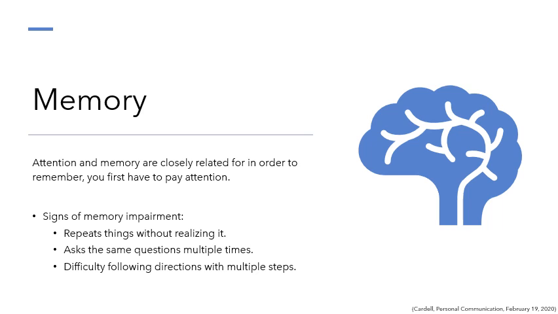For example, if you have a hard time paying attention, information is never processed and stored for later retrieval. Some signs of memory impairments are repeating things without realizing it, asking the same questions multiple times, and having difficulty following directions with multiple steps.